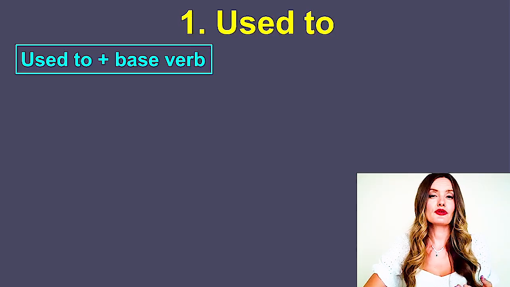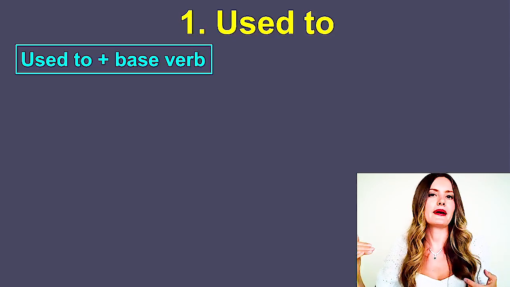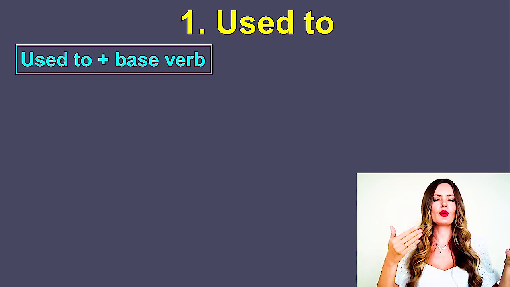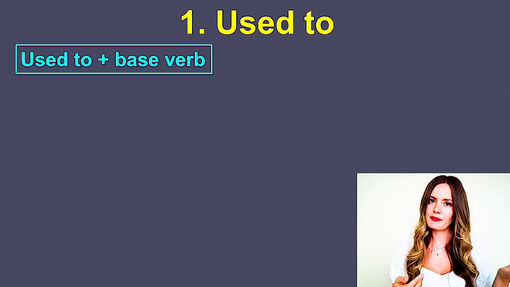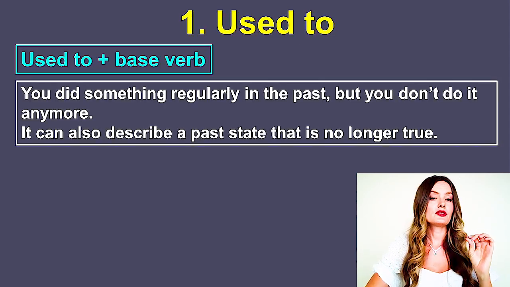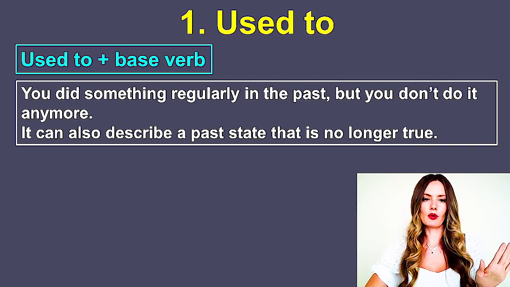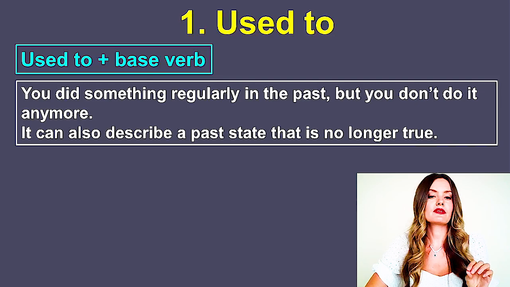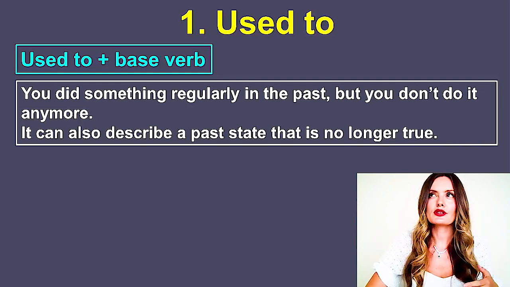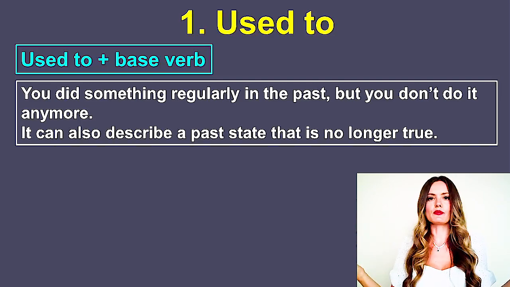Used to. How to form a sentence with used to. Used to plus base verb, which is the infinitive without to. For example, go, went, gone. Go is the base verb. So when do we use used to? You did something regularly in the past, but you don't do it anymore. It can also describe a past state that is no longer true.